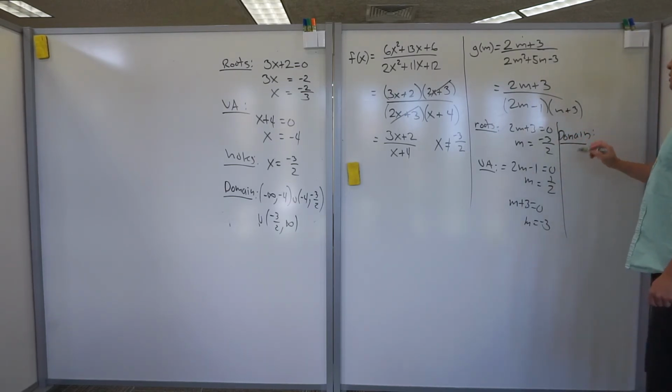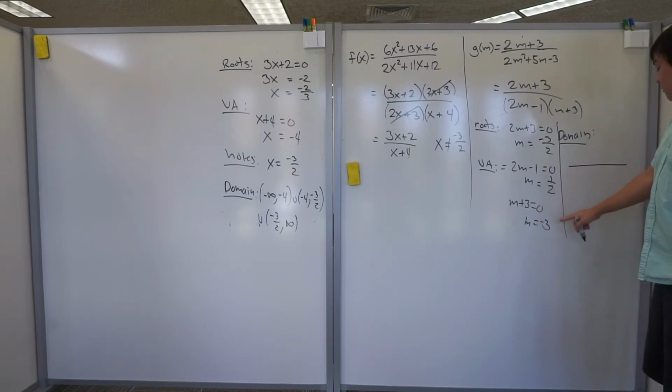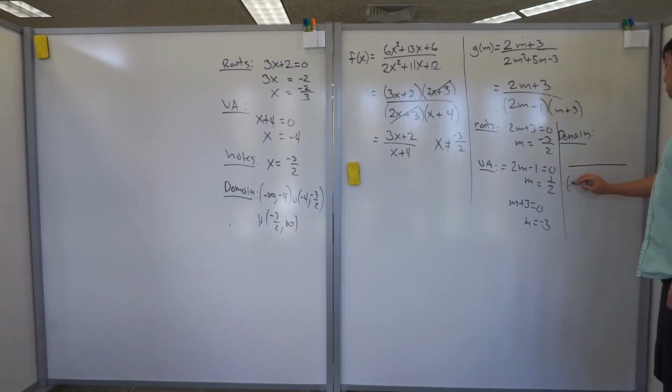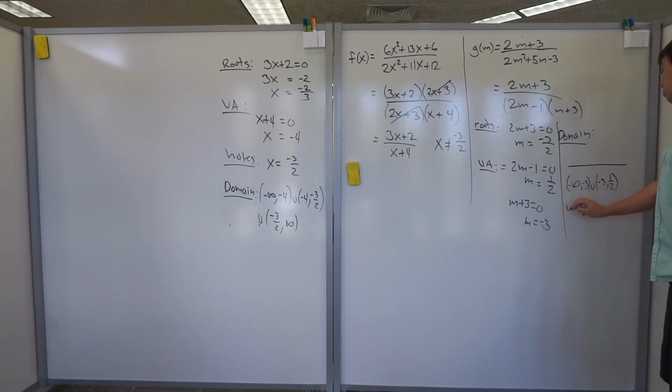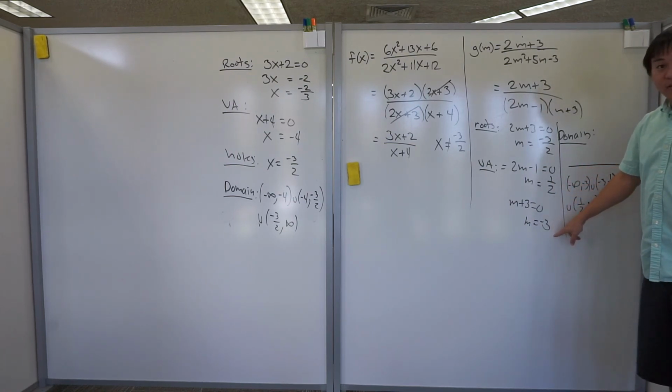The domain is given by, let's see, m cannot be a half and cannot be -3. So negative infinity to -3, union -3 to a half, union a half to infinity. Right? All I did was take out the points half and -3, and that will give you the domain.